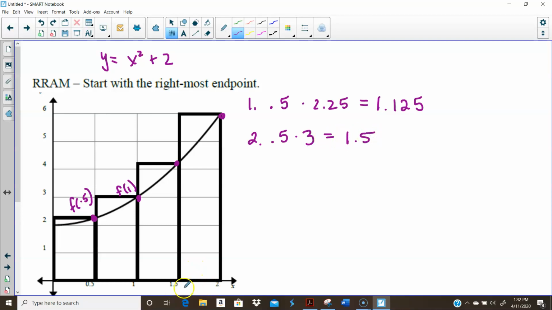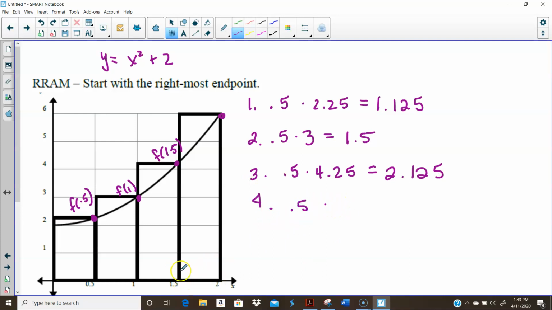Okay, next one. We're going to take 1.5 and plug it into the function. So this is f of 1.5. You take 1.5, square it, then add 2 to it, and you get 4.25. So 0.5 times 4.25 is 2.125. And then the fourth rectangle, we're going to take the width again, which is 0.5.